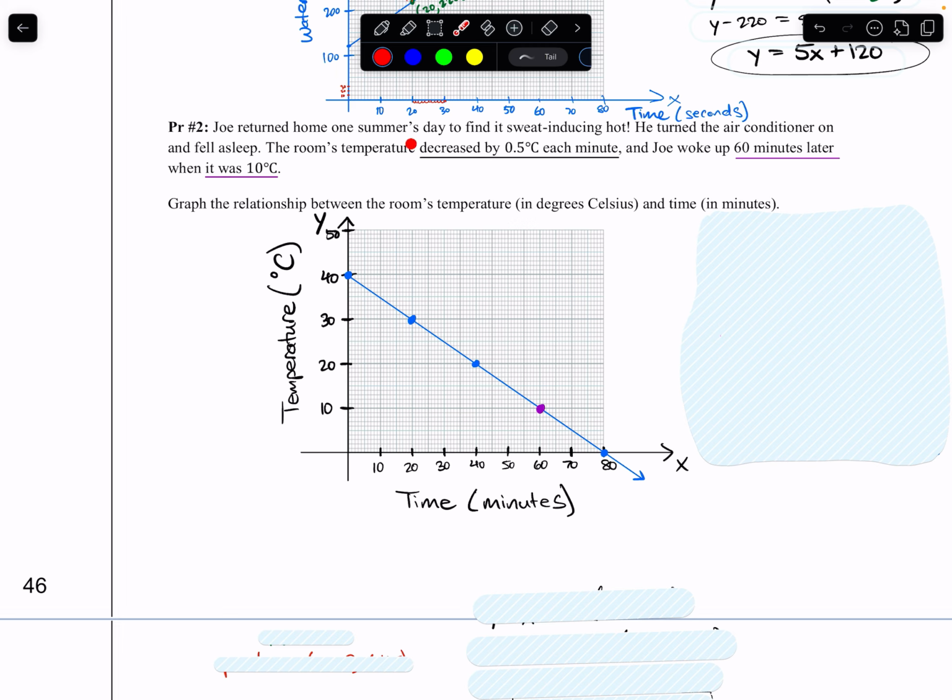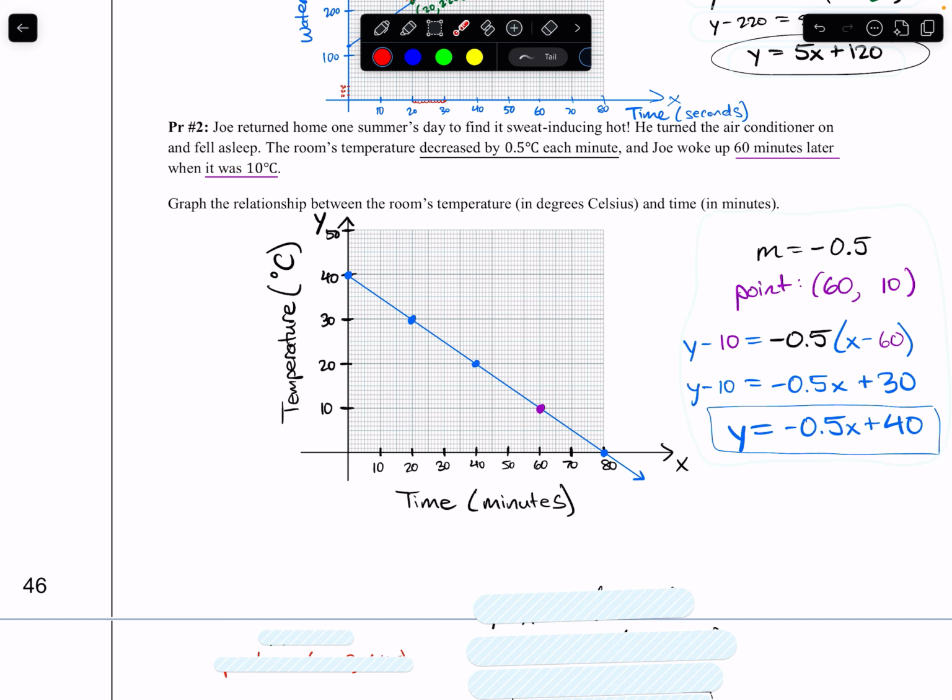Okay, so we know Joe returned home one hot summer's day. To find it sweat-inducing hot, he turned on the air conditioner and fell asleep. So the room's temperature is decreasing at a rate of 0.5 or 1/2 of a degree Celsius each minute. And Joe woke up 60 minutes later when it was 10 degrees Celsius. So I underlined some important information. I color-coded it for you.